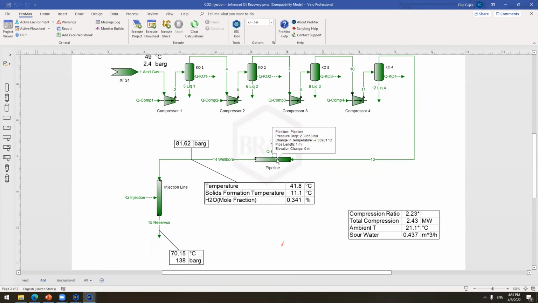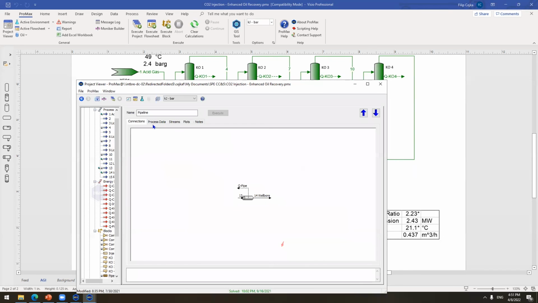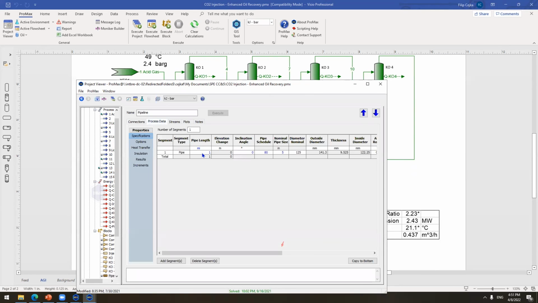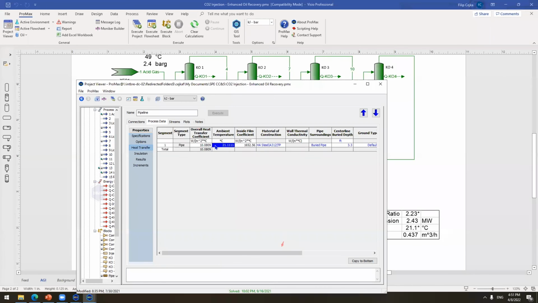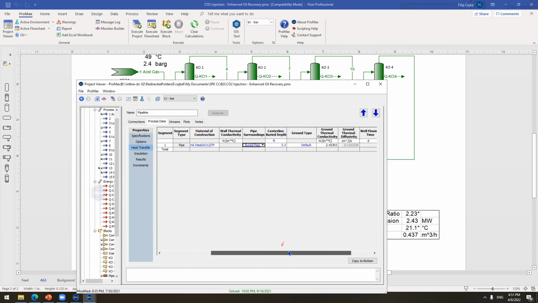through the pipeline. So that's why we have this pipeline block in here. And if I look at the pipeline, you see it's a 1 mile pipe. There's no inclination angle. It's about a schedule 80, 5 inch pipe. You can see there's some heat transfer in here. We specify the ambient temperature to be 21 degrees Celsius, so it will calculate the overall heat transfer coefficient, inside film coefficient, all these kinds of things. You can see it's a buried pipe, so that has a huge impact on the heat transfer. And that'll be about it.